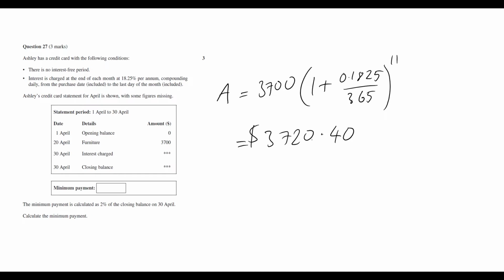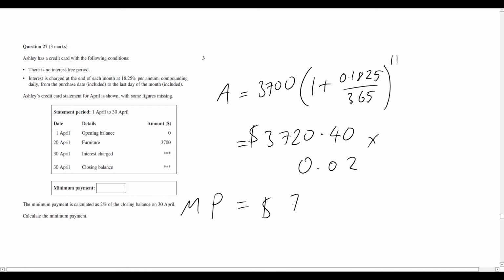Okay, so the minimum payment is calculated as 2% of the closing balance on the 30th of April. So all we need to do here is figure out, well, what's 2% of $3,720.40? So what we can do is just times that by 0.02, and that gives us a minimum payment. I'll just write MP as equal to $74.41. And that's our answer to question 27.